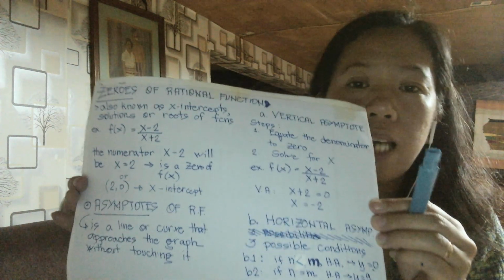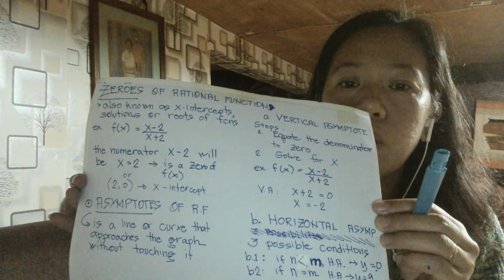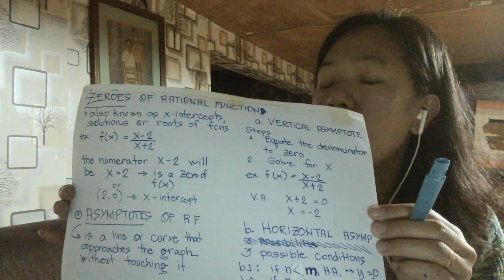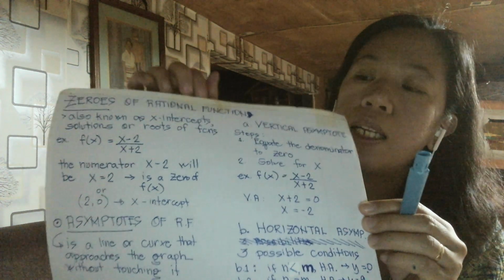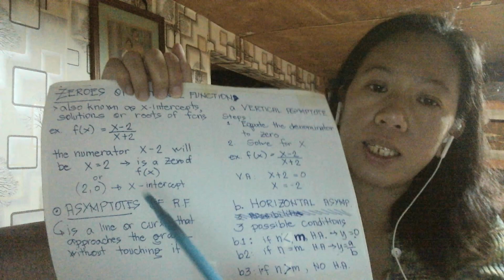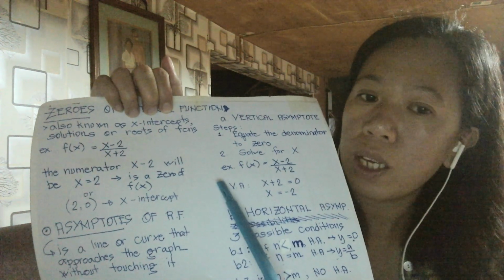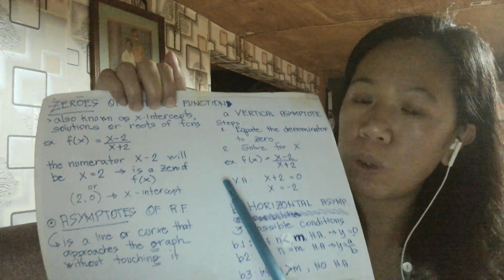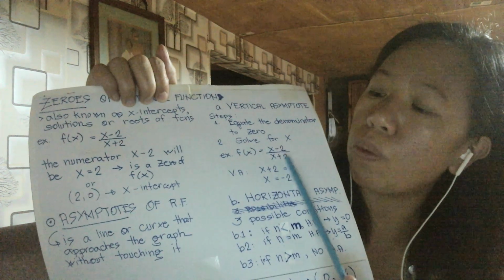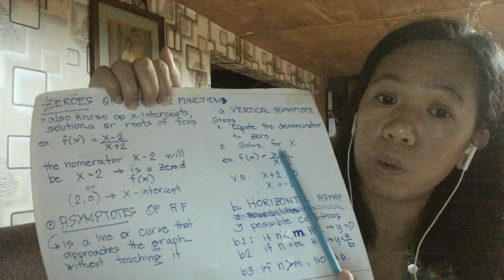For the vertical asymptote, we have two steps to follow. First, you equate the denominator to 0 and solve for x. So from our example, f of x equals x minus 2 over x plus 2, we use the denominator x plus 2.